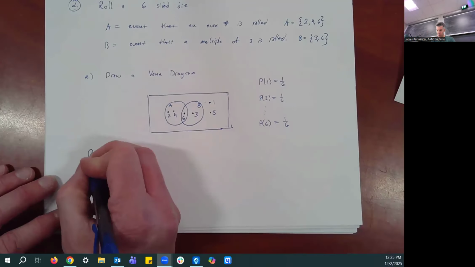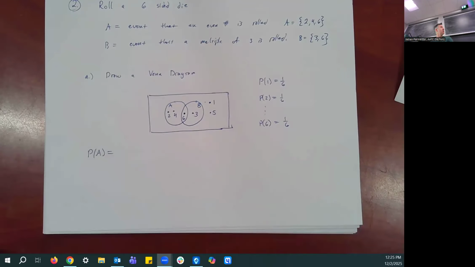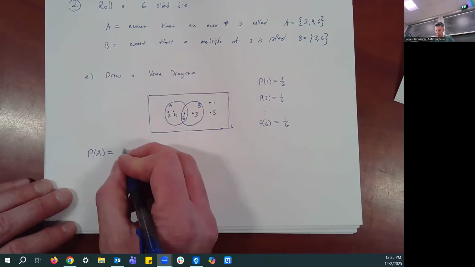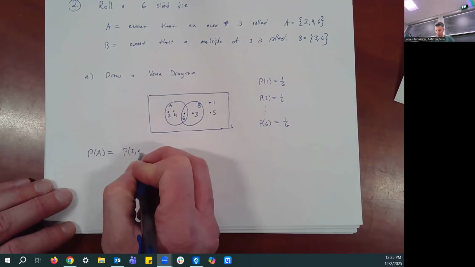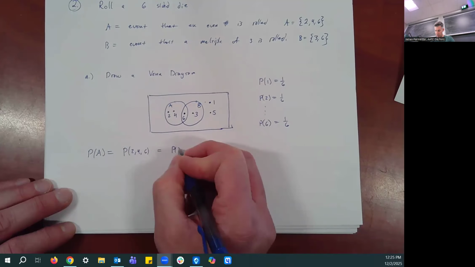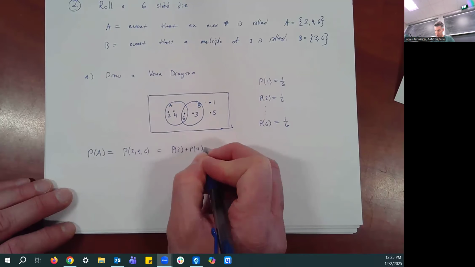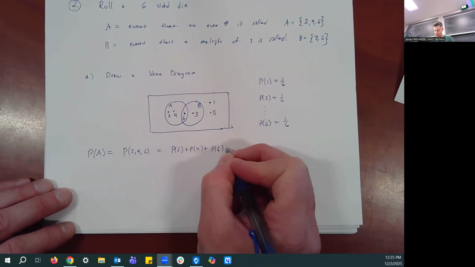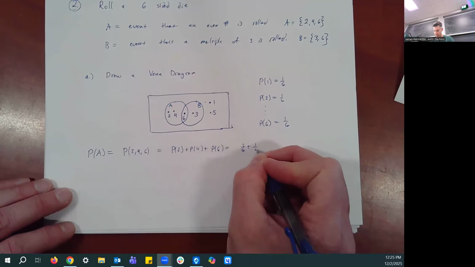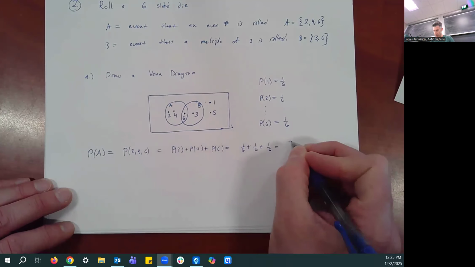So what's the probability that A happens? Well, the probability of getting a 2, a 4, or a 6, that's going to be the probability of a 2 plus the probability of a 4 plus the probability of a 6. That looks like it's going to be 1/6 plus 1/6 plus 1/6, which is 3/6, which is 1/2.